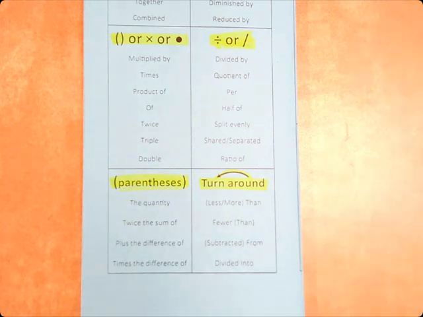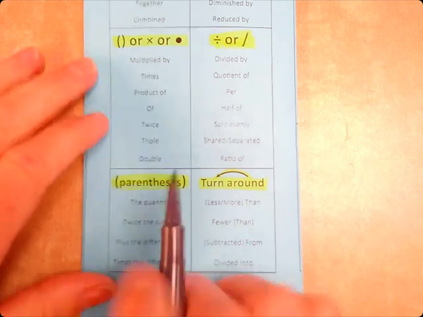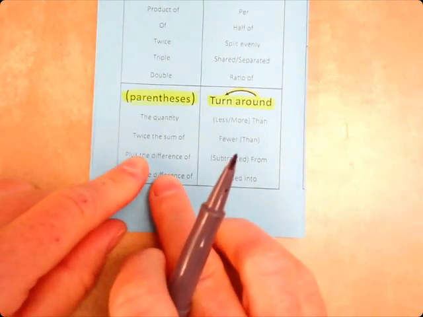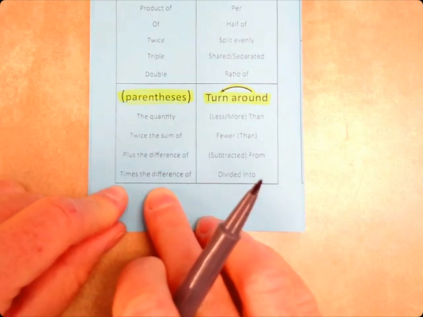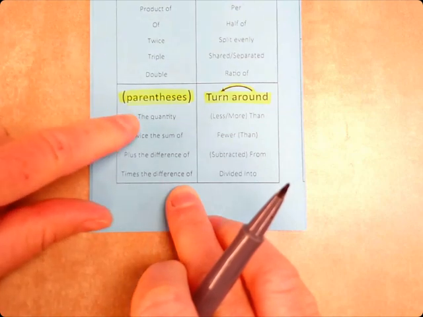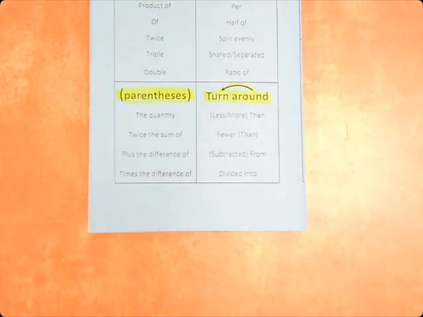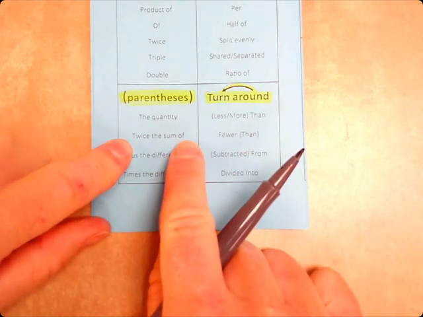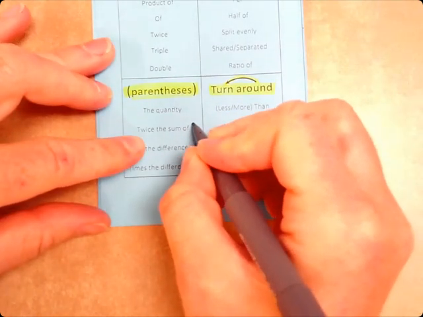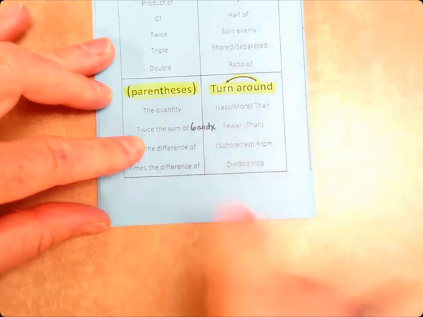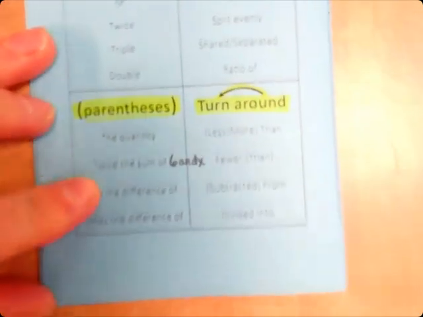Okay, so hopefully you recall these words. So one that kind of sticks out to me is the parentheses. The quantity, twice the sum, plus the difference, times the difference of. So the quantity, let's say the quantity of 2 times x plus 5. So you're saying 2x is what's in parentheses and then plus 5. Twice the sum. So let's say it's twice the sum of 6 and x. I'm just writing an example there.